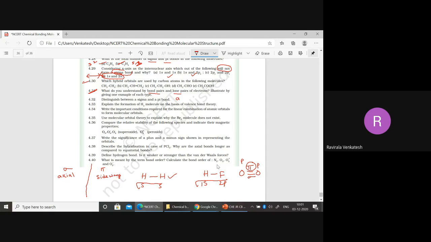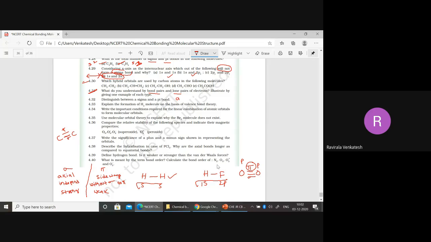And a sigma bond can exist independently, but a pi bond needs a sigma bond. Without a sigma bond, there is no pi bond. So if you want to write a pi bond, you can make it over the sigma bond like this. Now a sigma bond is a strong bond because of axial, head-on overlapping. Sideways overlapping is very weak. This is a very weak bond. So this is the way you can write the many differences between the sigma bond and pi bond.